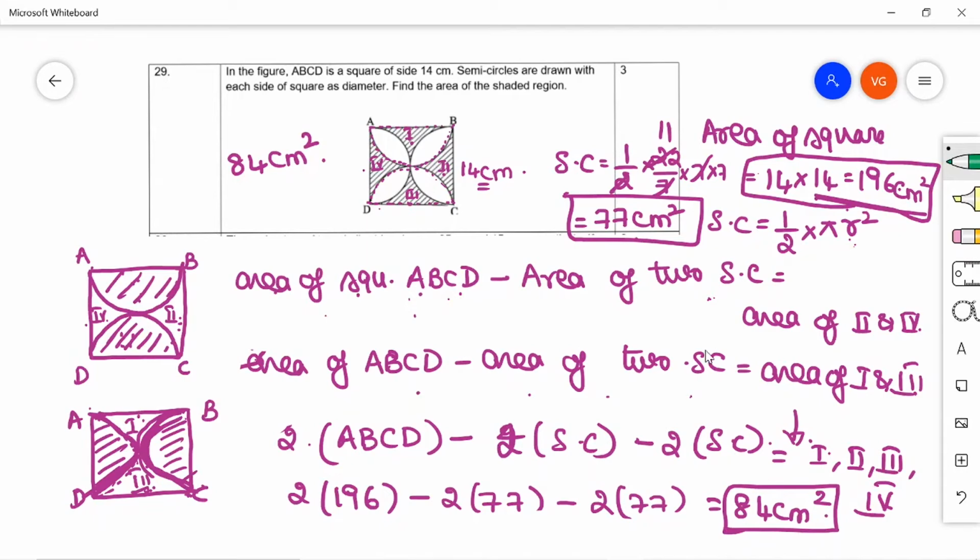Coming to the marking criteria, for applying the logic, for finding the area of 1 and 3 and 2 and 4, these two figures, here you will get half mark here, half mark here. Then finding the area of semicircle, half mark. Finding the area of square, half mark. Substituting and finding the final answer, 1 mark. So this is how they have divided the 3 marks.